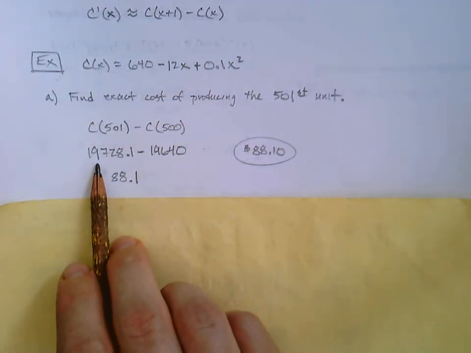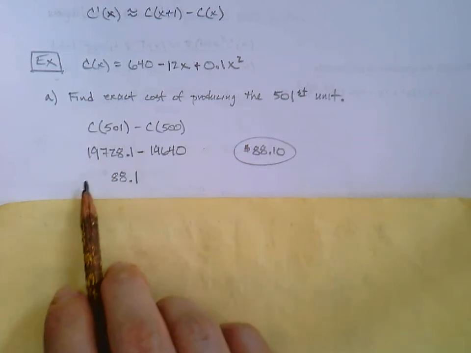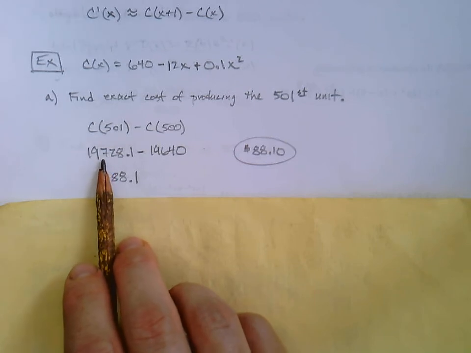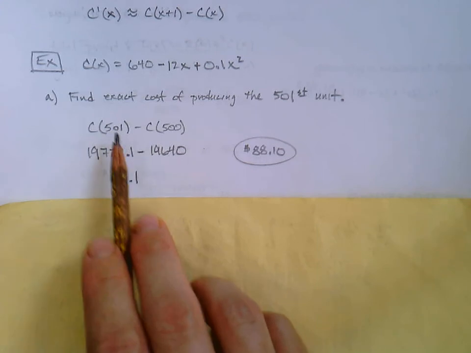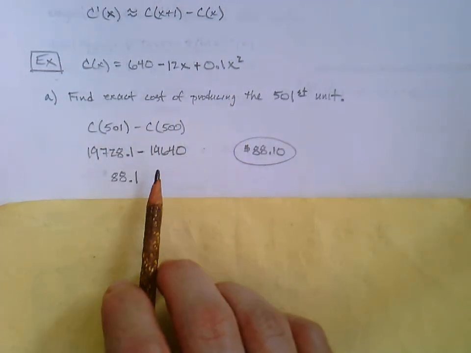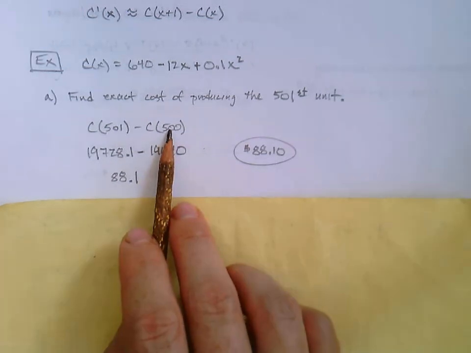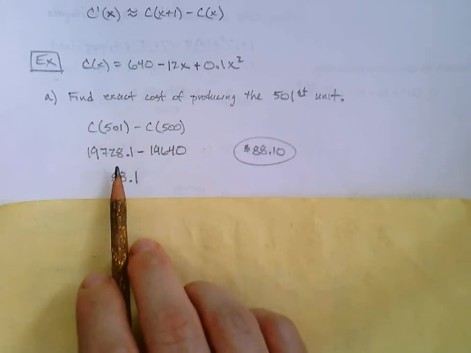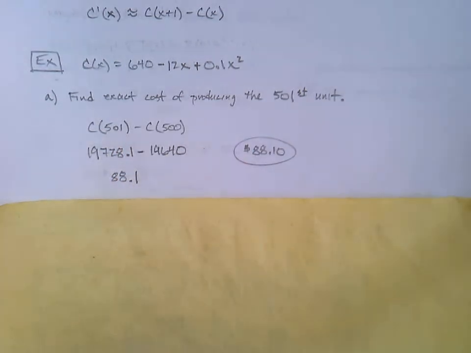I got 19,728.1. So it's $19,728.10 to produce 501 units. Plugging in the 500, 19,640. So 19,640 of that was for the first 500. So how much just for that very last one? Take the difference, 88.1, so $88.10. Whatever, they don't tell us what type of unit this is.